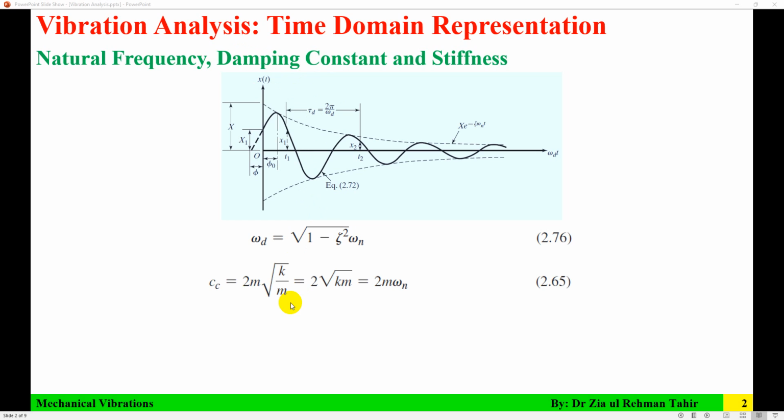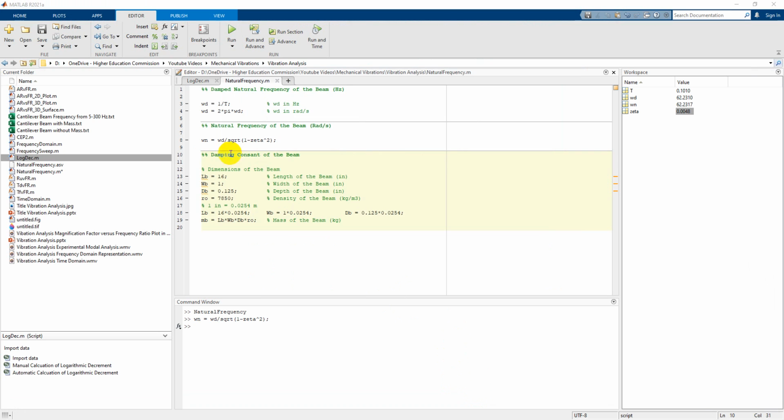For the damping constant, first we need to calculate the critical damping constant, and that critical damping constant is equal to 2 times mass times natural frequency. The natural frequency is already calculated, so we need to calculate the mass. In this case, the mass of the beam comes from its dimensions and the density of the beam, which is stainless steel.